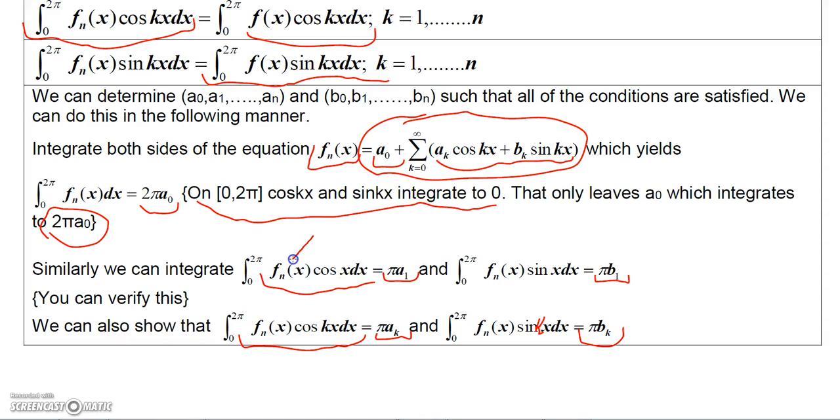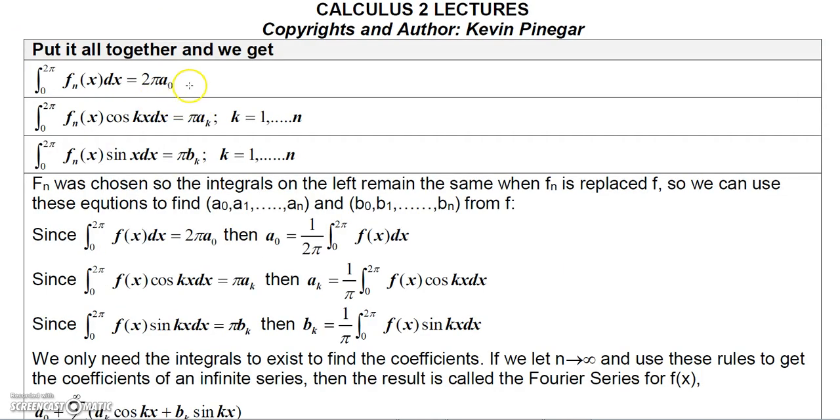So again, if you go up here and plug this in, you'll see that when you integrate it, you'll get pi a1, and if you plug it in here, you'll see when you integrate that, you'll get pi a sub k. I'll leave that for you to show. So putting that all together, for this integral we get 2 pi a0, for this integral we get pi a sub k, and for this integral we get pi b sub k. And again, I left out the k, I guess.